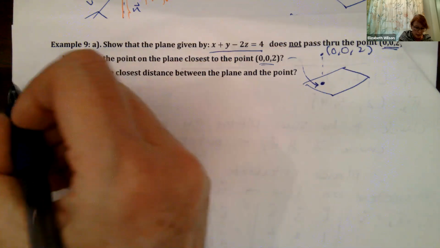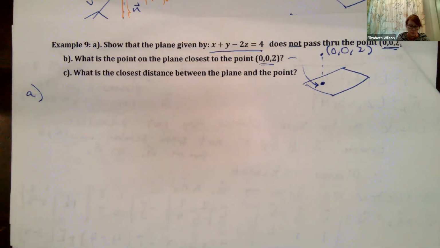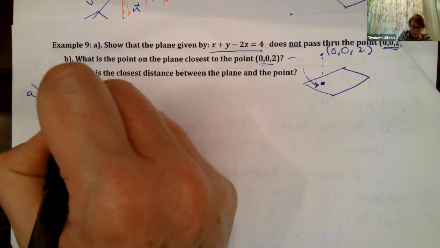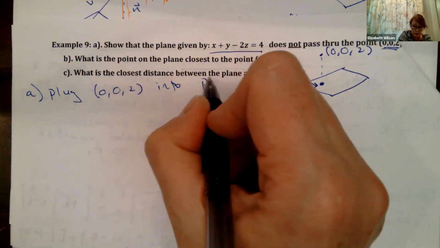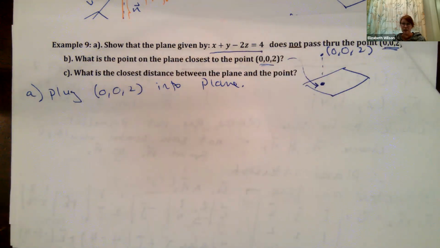Okay, so part A. So does it pass through the point? Okay, so the first thing I need to do is I have to plug our point 0, 0, 2 into the plane and see if I get an equality that's valid. 0 equals 0, that's good. If I get 5 equals 0, that's bad. That means my point isn't on the plane. We'll see what that looks like.